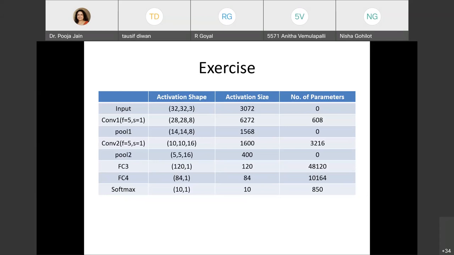75 weights for the first filter. Along with these 75 weights, one bias will be associated with this. So in total, how many parameters are associated with a single filter? 75 plus 1, it is nothing but 76. How many filters are we applying over here? We are applying 8 such filters. The number of parameters is equal to 76 multiplied by 8.